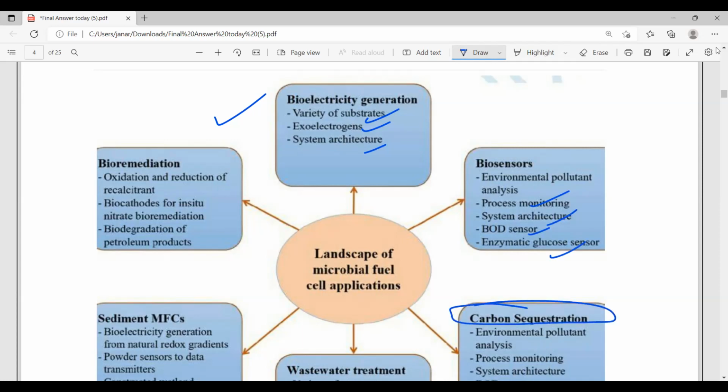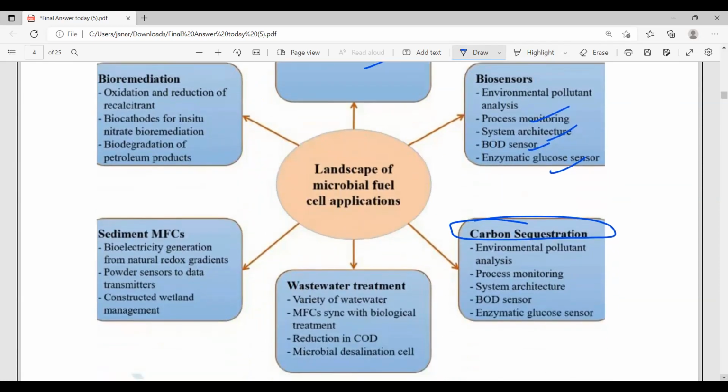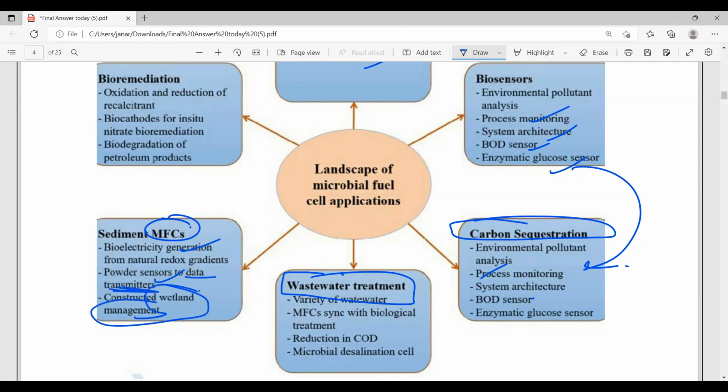Because once we are converting that carbon dioxide trapped in the atmosphere into organic compound, the microbes, the bacteria are using that only. Environmental analysis, same thing they have repeated here, but the term they have changed. Wastewater treatment, microbial fuel cells, bioelectricity generation, power sensors, data transmitters, wetland management. See, this is another keyword. Fine. In situ bioremediation, and all those things. Fine.